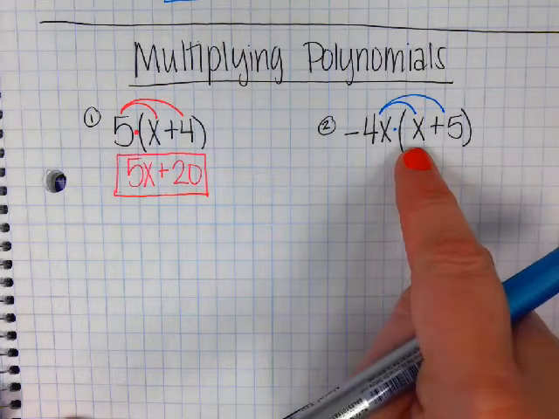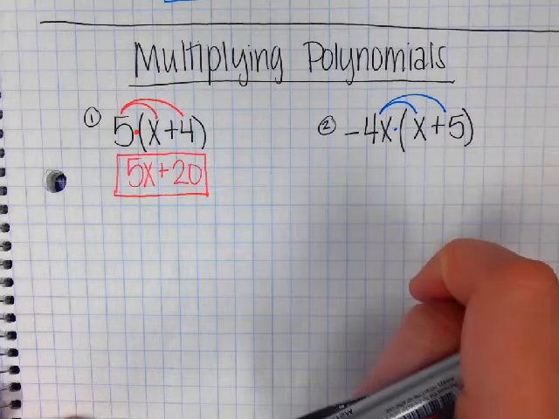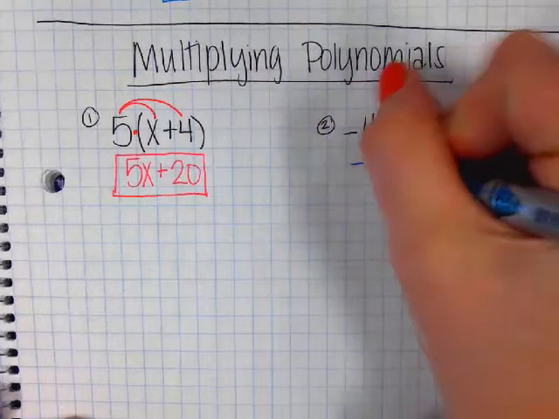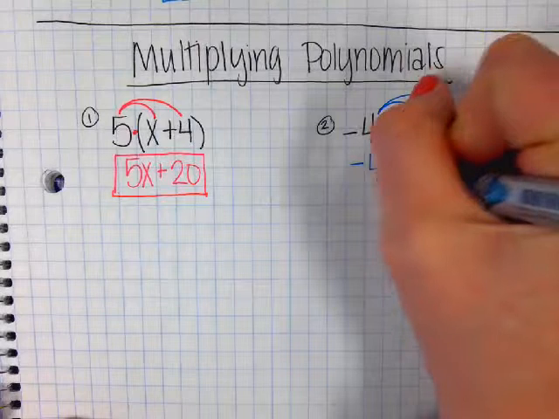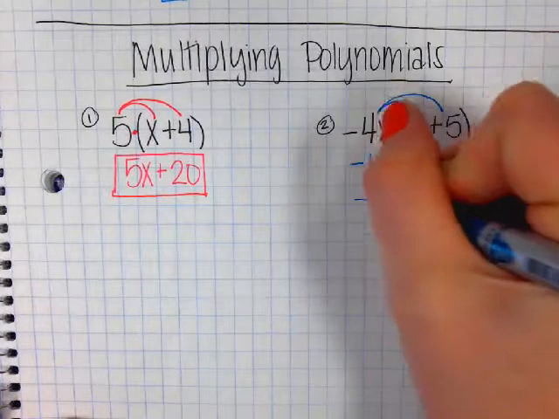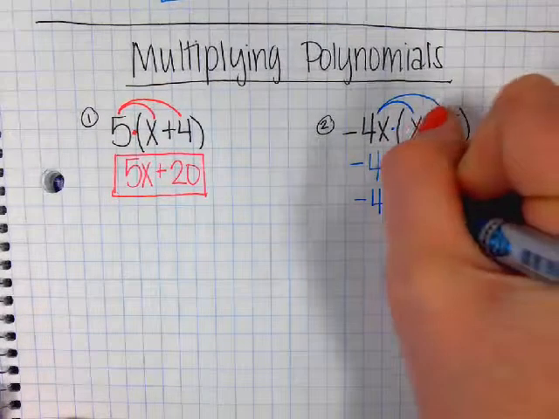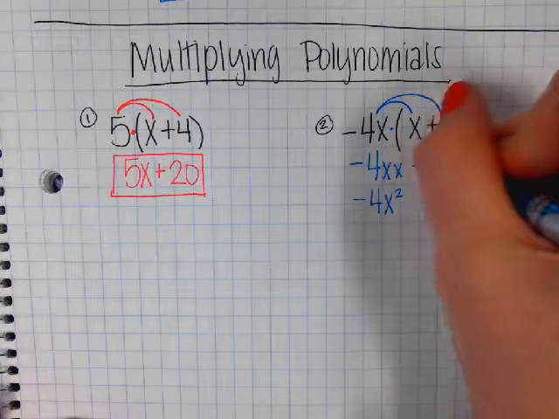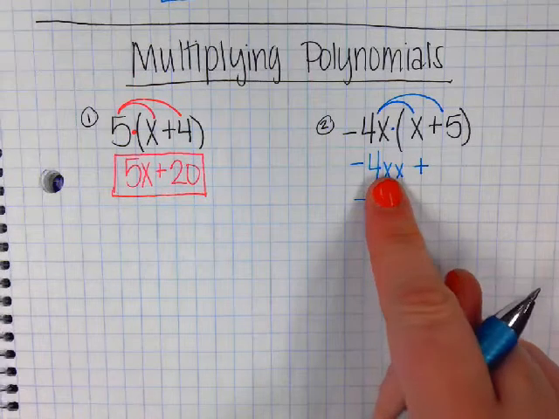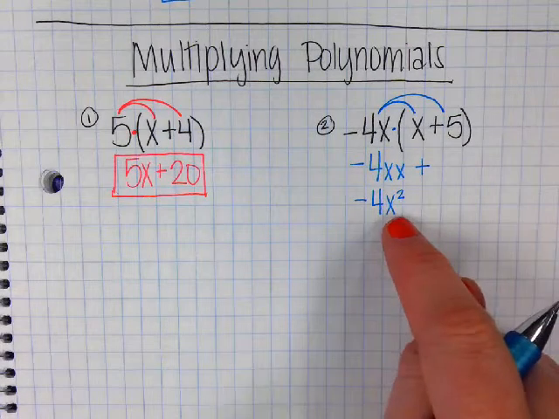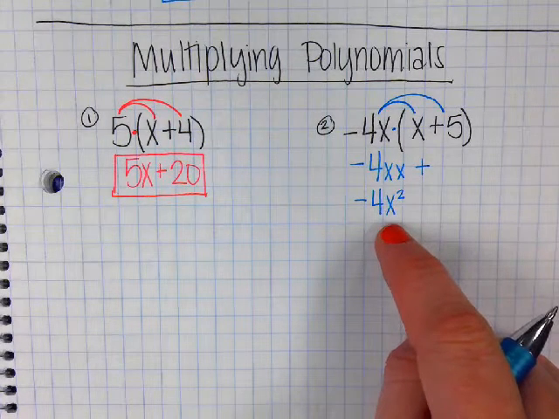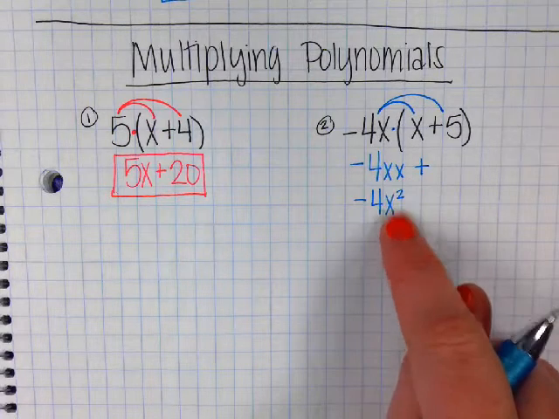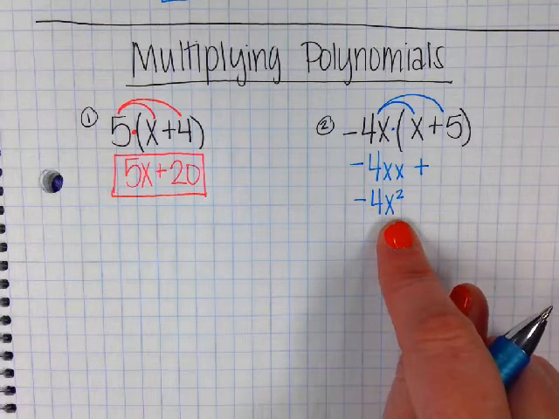What is negative 4x times x? What's an x times x? It is x squared. So it would be negative 4x times x, which just means negative 4x squared. So you can write either one, but if the problem says simplify, the simplest form of negative 4x times x is negative 4x squared.